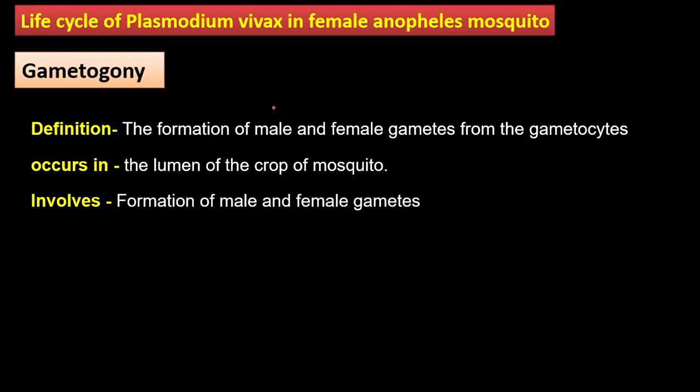Now class, what is gametogony? It is nothing but the formation of gametes, male and female gametes. Where does it occur? It occurs in the lumen. In the whole human cycle, where did we see it? In the liver cells and in the RBCs. Here, where is it happening? In the lumen of the mosquito, in the lumen of the crop.